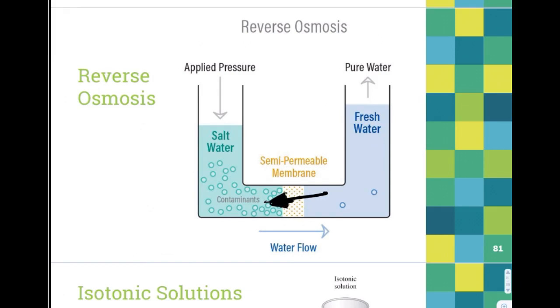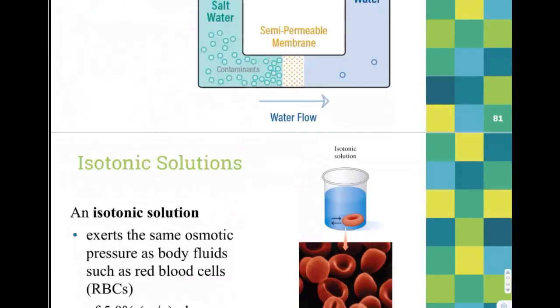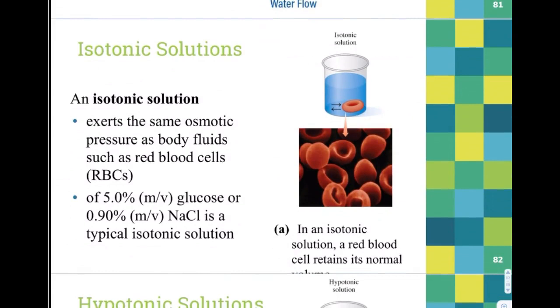But we're going to force it to flow the opposite way, and that's going to keep the contaminants on the left side, and the water will be fresh on the right side. So that's reverse osmosis. So we talked about isotonic before, just a few more slides.